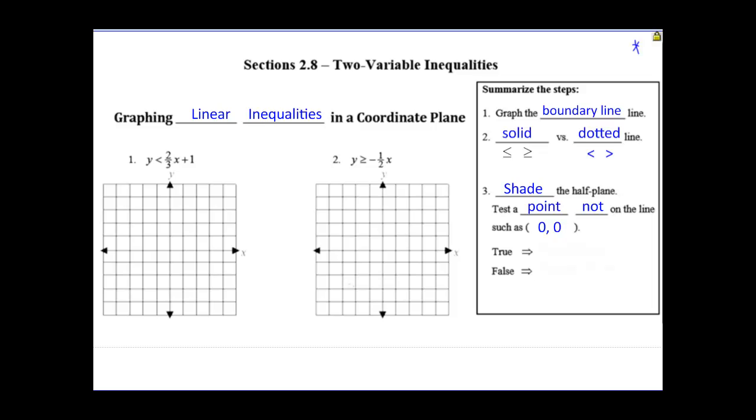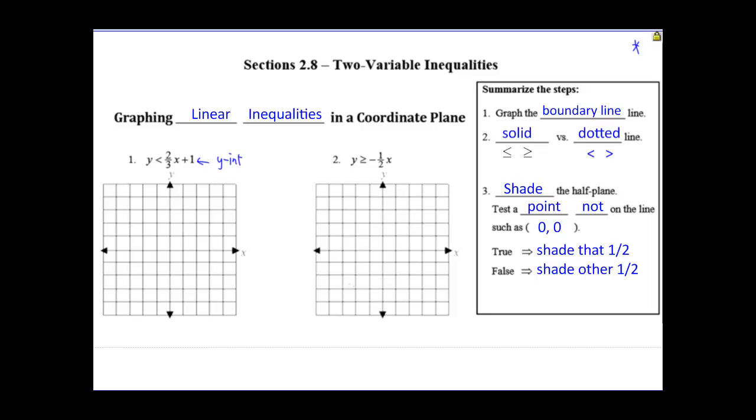If the statement is true, we're going to shade that half that the point was on. If the statement is false, we'll shade the other half. On the first one, it's already set up in y equals mx plus b. So we have the y-intercept right here.